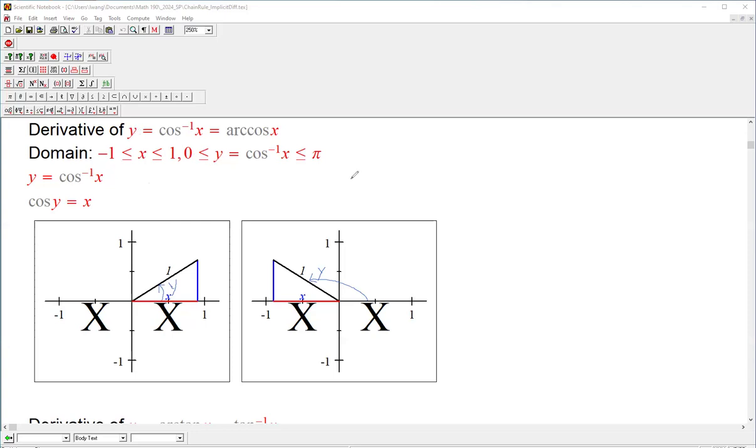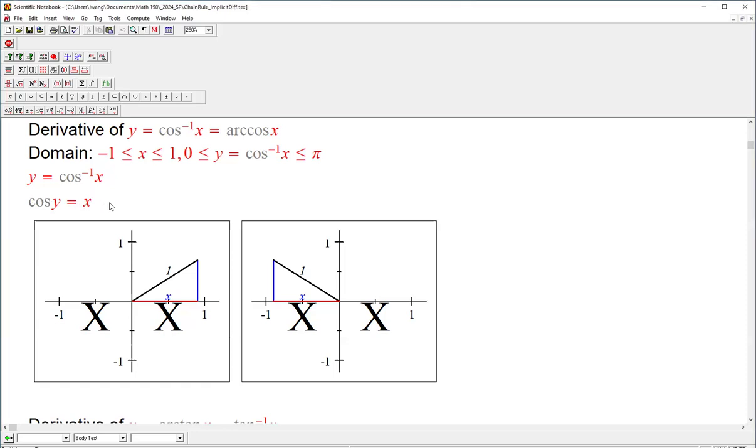Now, with this understanding, we know the red is x, the hypotenuse is 1, because the cosine y is the adjacent side over the hypotenuse. That's why we mark x on the red. Hypotenuse is 1. And now we're going to clean this up, and we're going to start deriving.